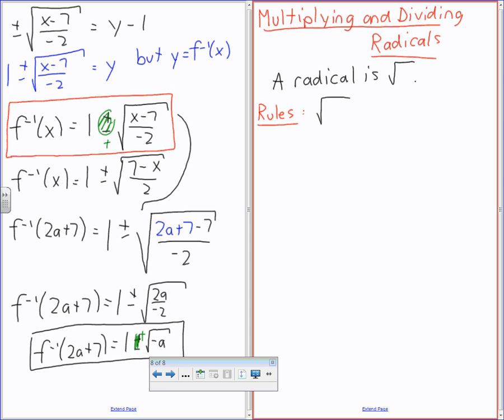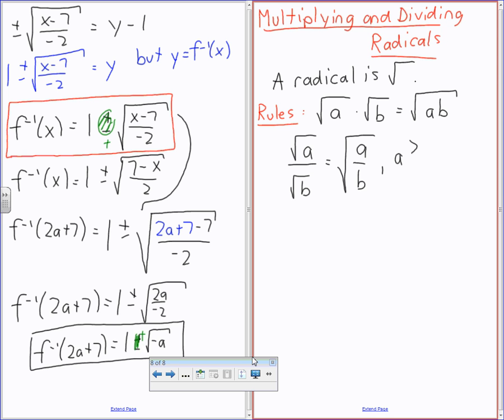We're going to say root of A times root of B equals root of AB. And the root of A divided by the root of B equals the root of A over B. I'm going to say A is greater than or equal to 0, and B is greater than 0.